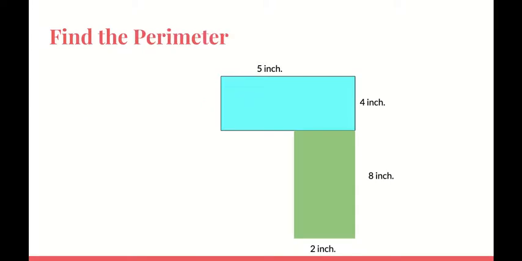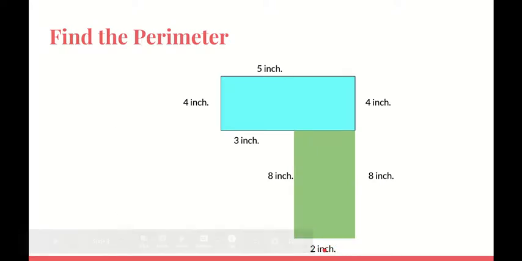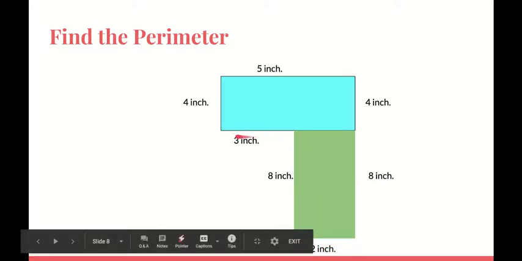Now we're going to find the perimeter of these 2 figures. Like I said, the most important thing I can do is to label all my sides first. So what I did was I know the opposite of 4 inches is 4 inches, the opposite side. So I'm going to label that. This side is 8 inches, so the opposite side is 8 inches. The bottom is 2 inches. This little part here is the trickiest.